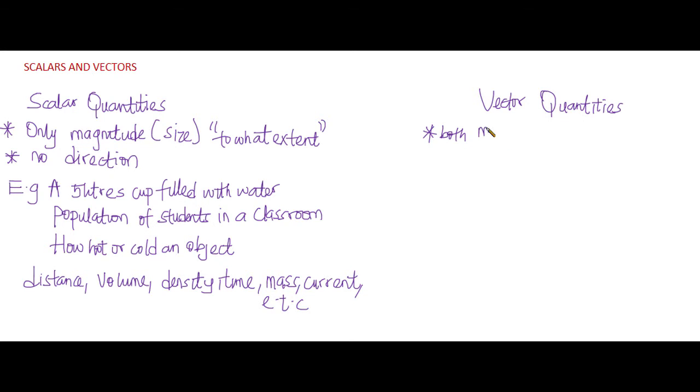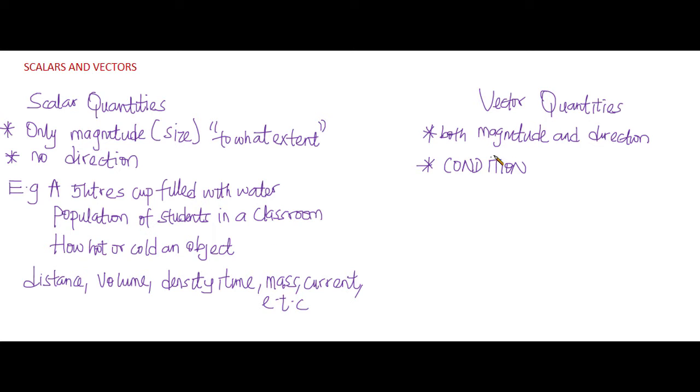magnitude and direction. So the only difference between vector and scalar is direction. Some of the scalar quantities give birth to or produce vector quantities when considered under certain conditions. Under some critical condition, some of these scalars will produce a vector quantity.